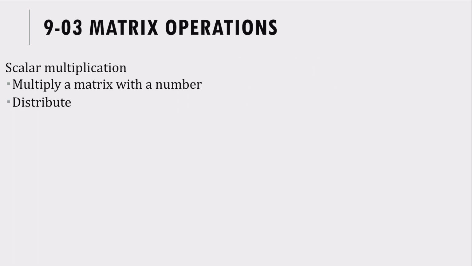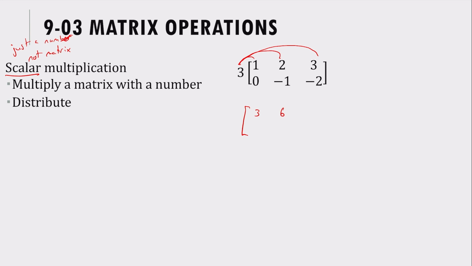For scalar multiplication, a scalar would be not a matrix, it's just a number, so like 2 times the matrix, 3 times the matrix. Anyway, you're just multiplying a matrix with a number, you simply distribute that number through the whole matrix. So it would be 3 times 1, 3 times 2, 3 times 3, 3 times 0, 3 times negative 1, 3 times negative 2.